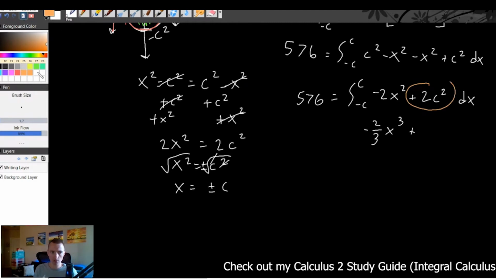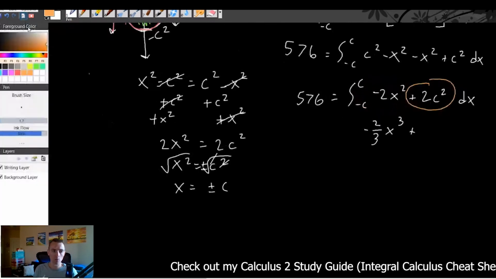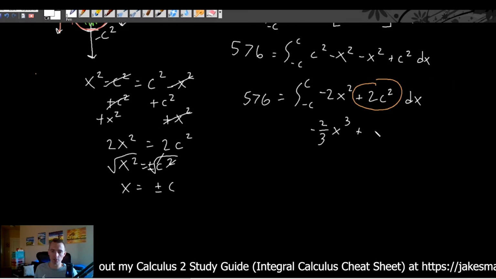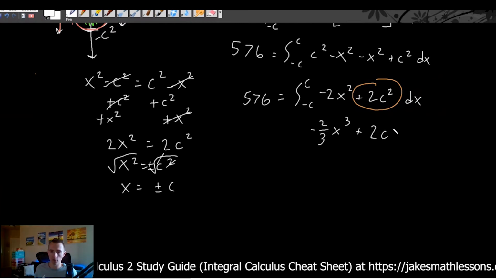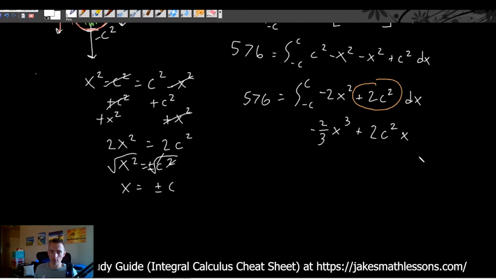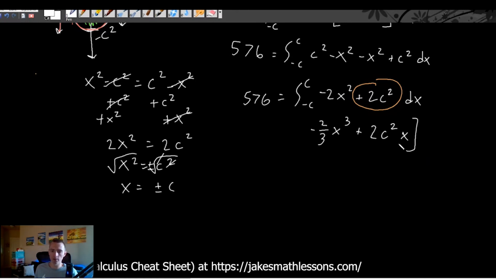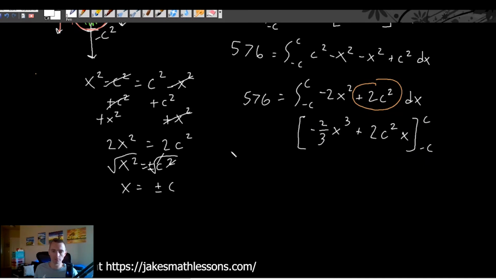So the reason why I bring that up is, well, how do you integrate a constant? Well, the integral of a constant is just that constant times x. So that is the integral there. And then we need to evaluate this from negative c to positive c.